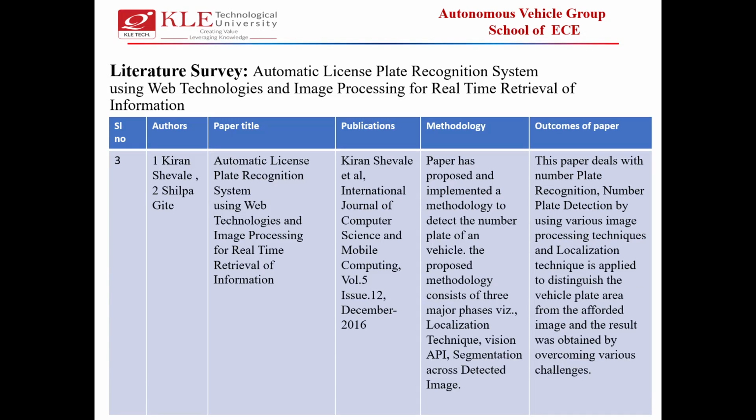Similarly, the title of the third research paper is Automatic License Plate Recognition System Using Web Technologies and Image Processing for Real-Time Retrieval of the Information. So this paper consisted of three major phases, or three major steps we can call it, that is localization techniques, vision API and segmentation across the detected image. So this paper was successful in detecting and recognizing the number plate of a vehicle.